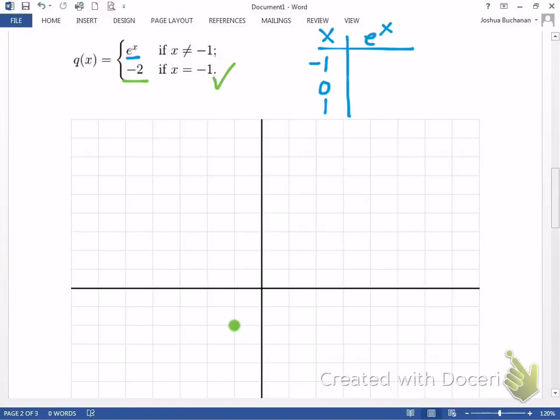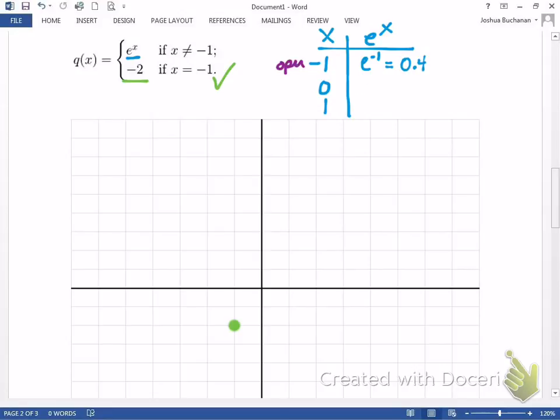Remember, if we use negative 1, this is going to be an open point. And if it's not linear, it's a good idea to use 3 or more points to make sure you get an idea of the direction of the graph. So when we plug in negative 1 to e to the x power, we have e to the negative 1 power, which is approximately 0.4.